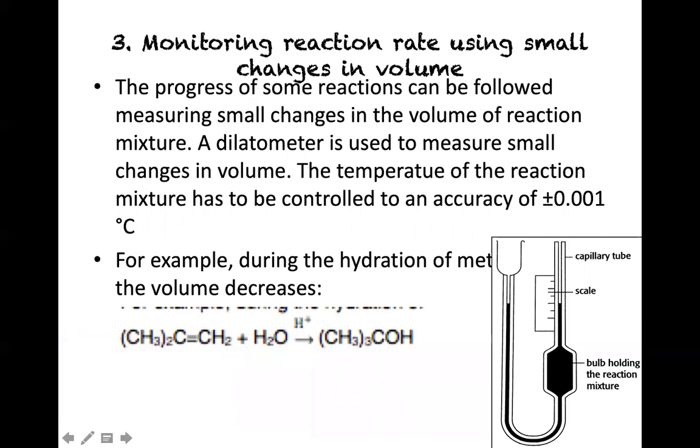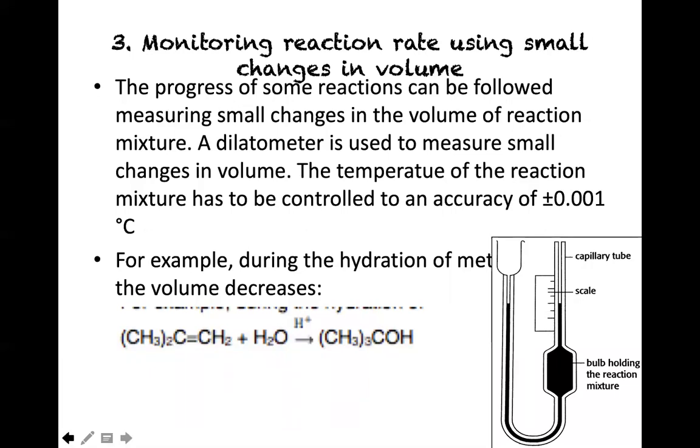This method requires what we call a dilatometer. This dilatometer looks something like this. It has a very narrow capillary tube. The reason why it has a very narrow capillary tube is so that it can detect very small change in volume. This is especially important when your reaction has an increase in volume, but very little increase.